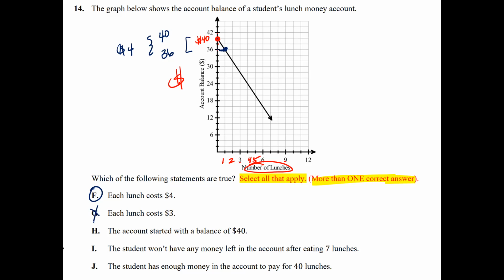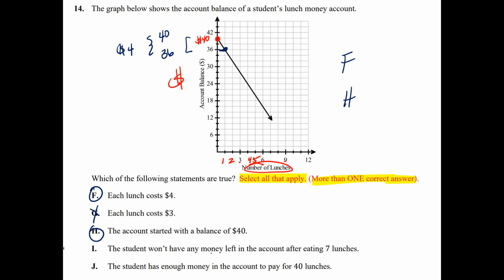G is not one of the answers because it says it costs $3, and I just did the math and it costs $4. Okay. H, the account started with a balance of 40 bucks. Did he start off with $40? Yes, he did. So far you have F and H as the correct answers. So far you have 2. That's good. Let's check the rest of them to make sure they're incorrect before we stop.